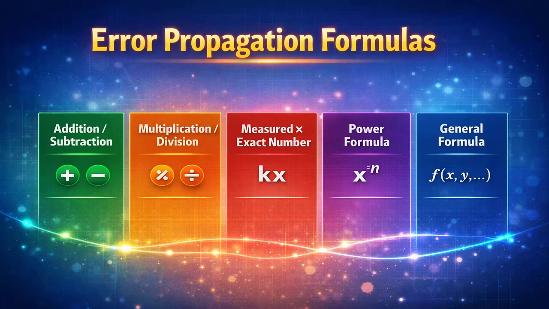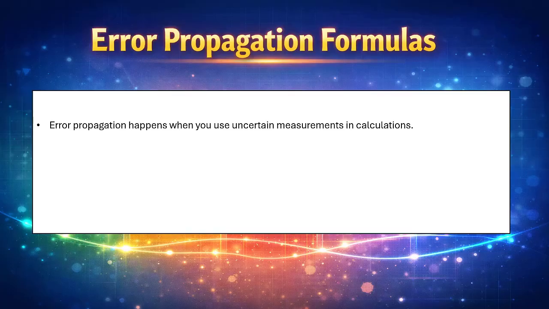In this video, I'll be showing you examples of error propagation formulas and working through a few examples. Error propagation, or propagation of uncertainty, is what happens to measurement errors when you use those uncertain measurements to calculate something else. For example, you might use velocity to calculate kinetic energy, or you might use length to calculate area.